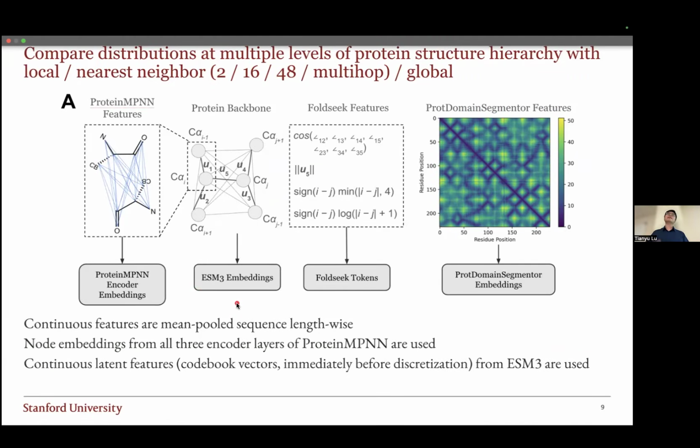We don't train new models for this. We take off-the-shelf models, and each of these models has its own way of tuning how many neighbors are optimal for its task. For ProteinMPNN, they did a sweep over how many neighbors to take in, and they found that with 48 neighbors, their performance, which is sequence recovery, saturates. So that's their design choice. And these are fixed.